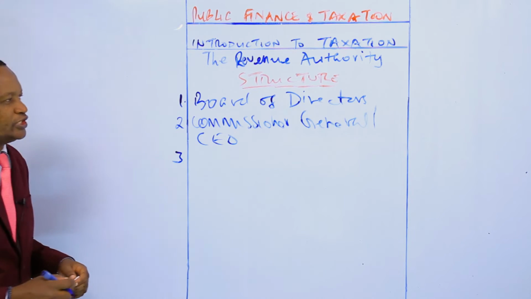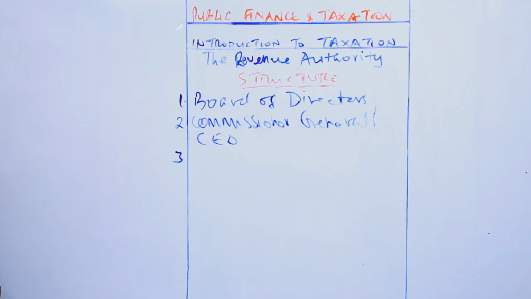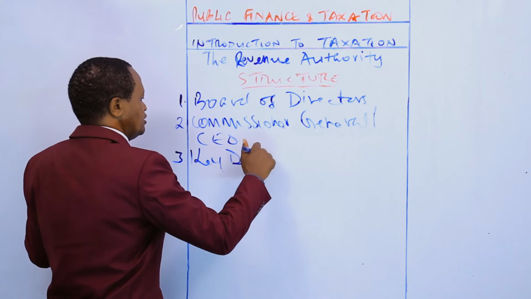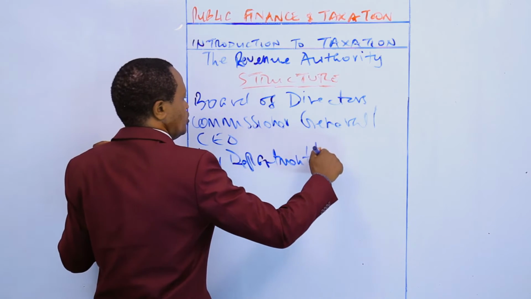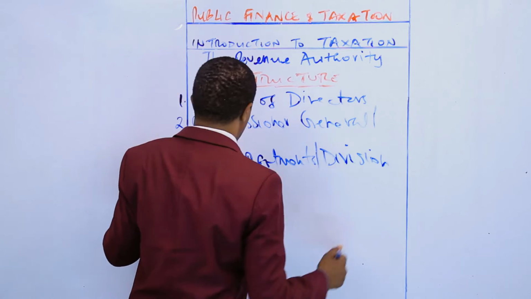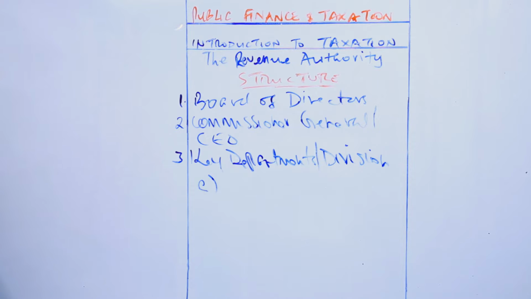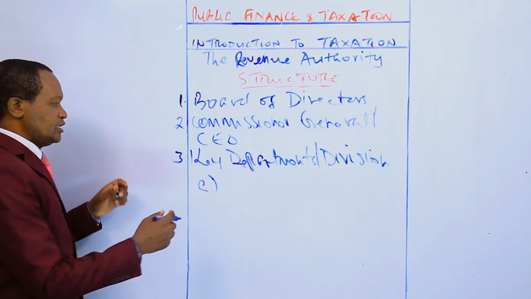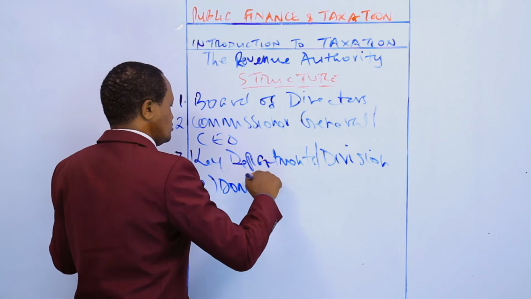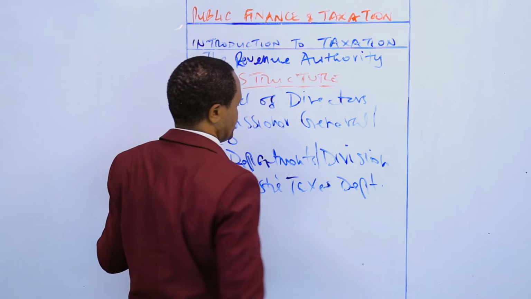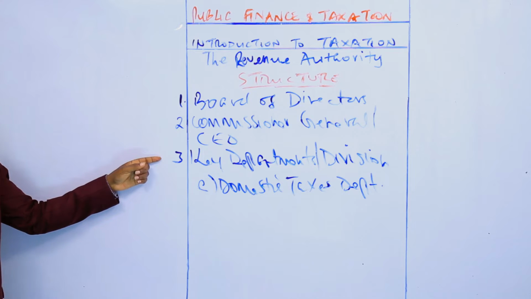Then after the Commissioner General, we have key departments or divisions. The first key department is the Domestic Taxes Department. So KRA has key departments.